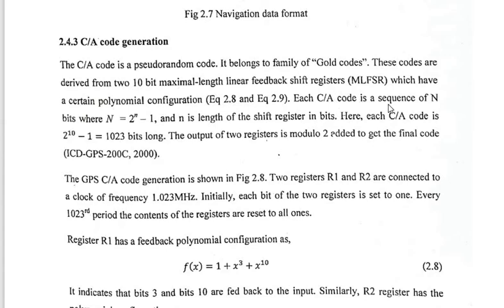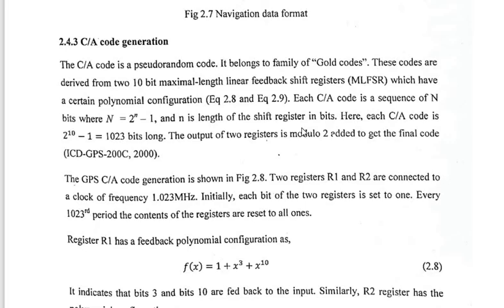Here each C/A code is a sequence of N bits, where N equals 2 to the power of n minus 1, where small n represents the length of the shift registers in bits. How many shift registers are there in your bit? That is represented by the length n, and capital N gives you the sequence length. So the total length will be 2 to the power of 10 minus 1, which gives you 1023 bits long.